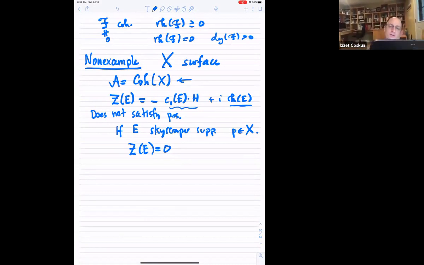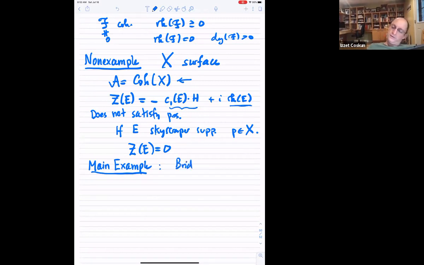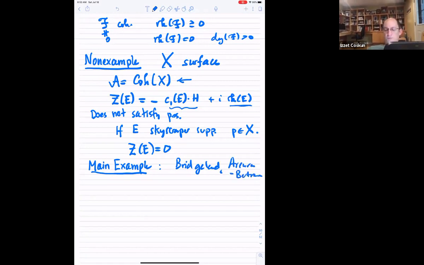All right, so what do you do? Let me give you the main example. All I care about for the purposes of this talk is that these are examples. So the main example. These are due to Bridgeland and Arcara-Bertram, with contributions from many people like Toda, Bayer, and Macrì.